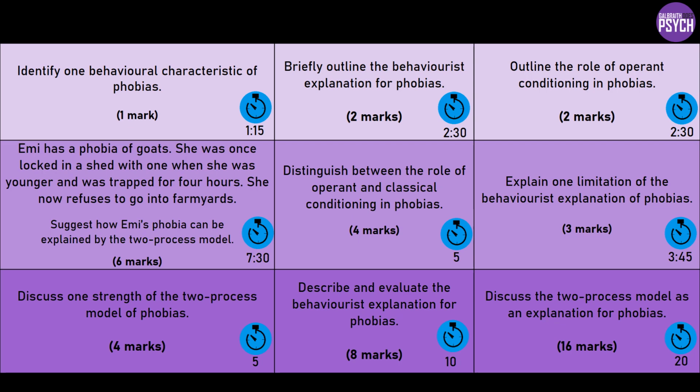Okay? We've got a bit of a scenario question here, some application. We've got Emmy, who's got a phobia of goats. She was once locked in a shed with one, and now she refuses to go into farmyards. So there's a few things to unpick here. It could actually have been that she could have developed a phobia of just sheds, but here we've got goats that were inside the shed.